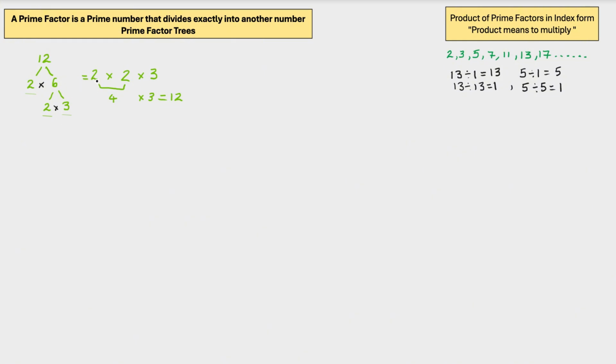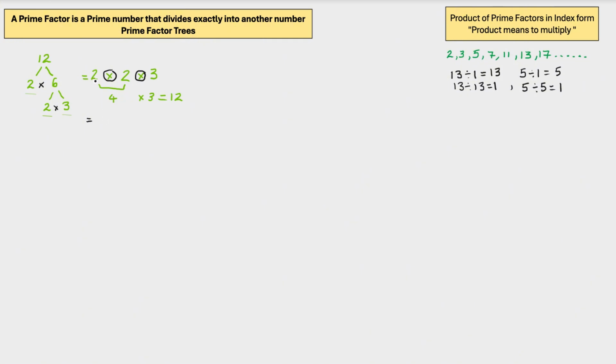So we now have 2 times 2 times 3. We've written it in product form, and product means to multiply. This is what you're doing here. We're multiplying our prime numbers. Now we can go even further with this, and we can make it into index numbers. Now it's the powers of the numbers. And we do this to make the answer tidy.